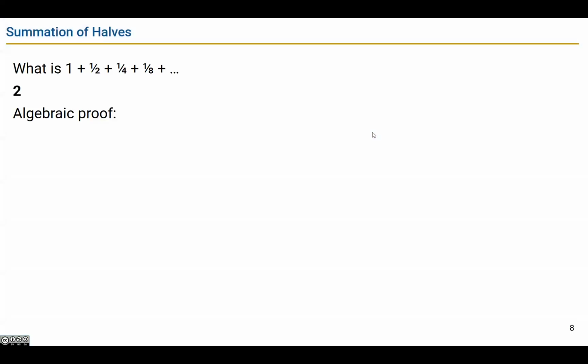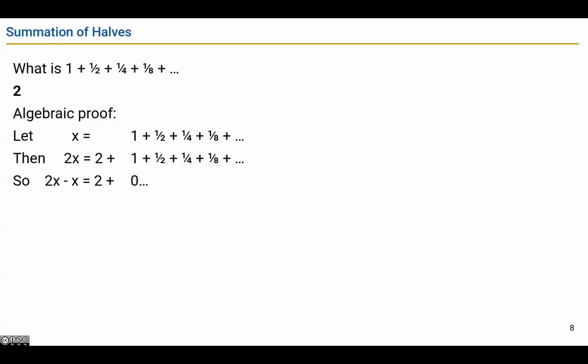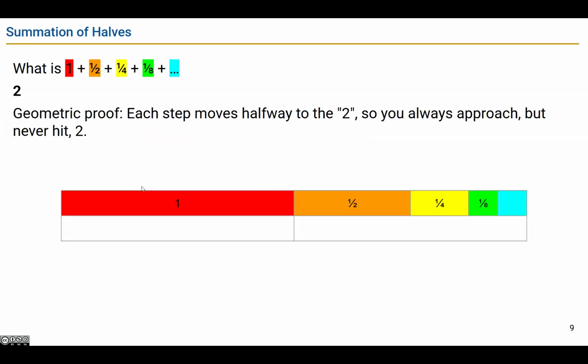Yeah, that's a good reasoning. The algebraic proof is here. It's kind of ugly. The idea is you double it first, and then if you try to subtract, all of this stuff, this infinite sequence of numbers cancels out, so you're just left with 2x minus x equals 2. So x equals 2. The way that I like to show it is kind of like this.